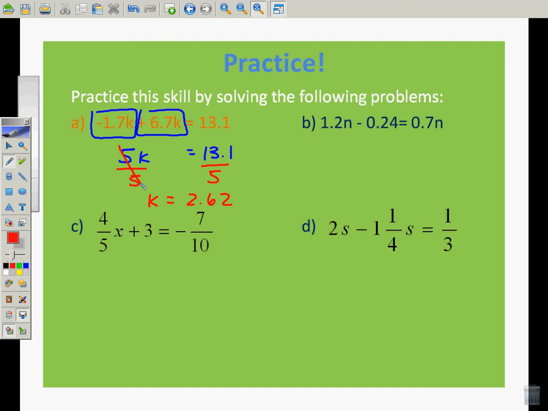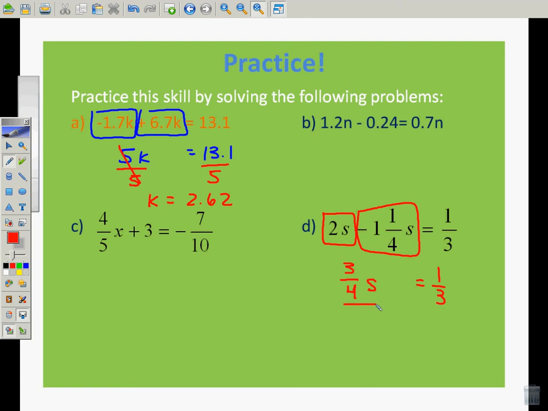All right, for D, let's look at D. I think I'm actually going to do C and D because they involve fractions, which can be a little bit more complicated. So we'll look at D first. Now when I have 2s minus 1 and 1/4 s, I'm going to combine like terms. So once again, I can say these two together both have s in them. So when I combine them, I'm going to have 3/4 s is equal to 1/3. Because if I have 2s and I subtract one of them, I have 1s, and then I subtract another fourth, that's 3/4 s.